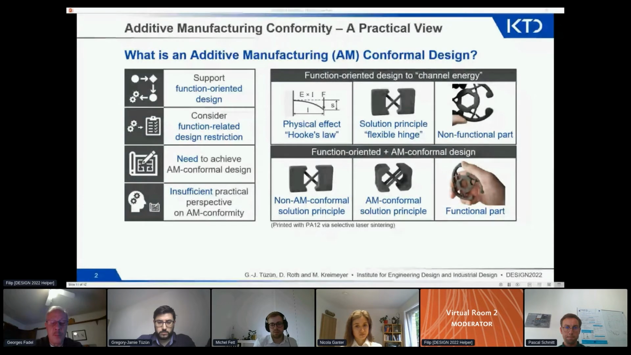But what does it take to integrate those restrictions into our design? We use criteria to formulate these restrictions, but existing literature focuses either on a theoretical or solely practical perspective. Within our study, we address the gap in criteria between a theoretical perspective and a practitioner's perspective to establish a holistic set of criteria for AM conformity.